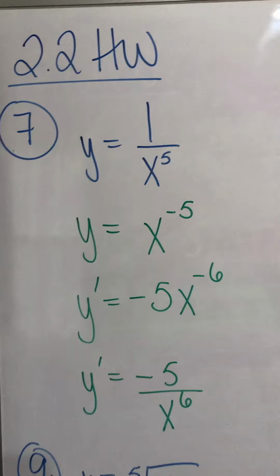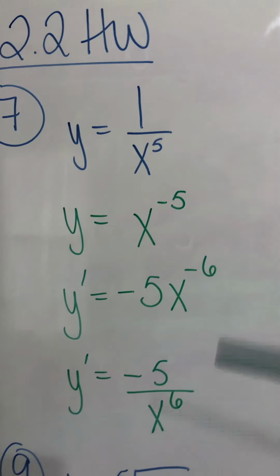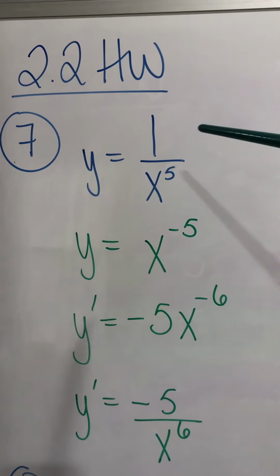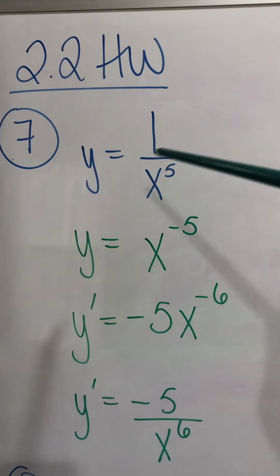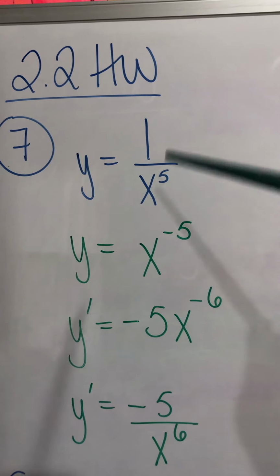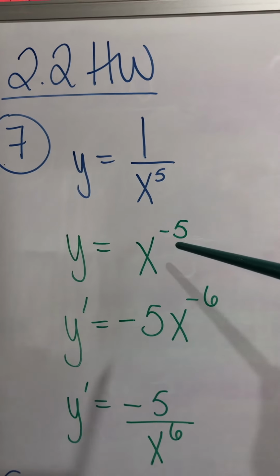Okay, so 2.2 is all about just practicing doing derivatives. So let's look at some of them that I think will probably throw you all off a little bit. So number 7, you have y equals 1 over x to the 5th. So what I do is I rewrite this and move this up to the top. So when you have an exponent on the bottom, to move it to the top of a fraction, you make it negative. So 1 over x to the 5th is x to the negative 5th.